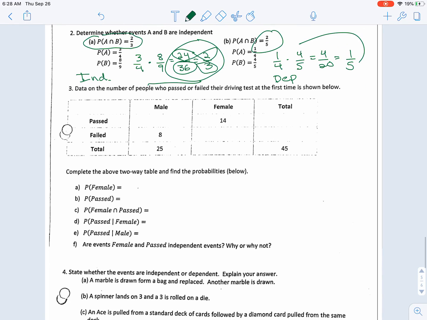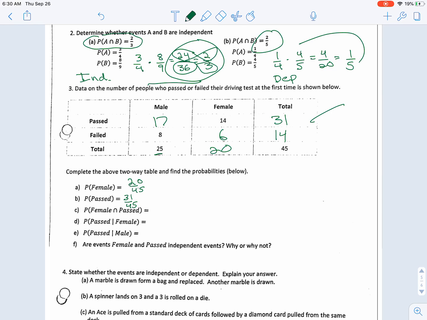Data on the number of people who passed or failed their driving test the first time is below. Let's fill this in. We've got to add to 25. Then this must be 31, and this must be 14. This has to be 6, and that has to be 20. We're pretty good at that. I'm not going to go into a lot of explanation. Probability of female: my total females is 20 out of 45. My probability of passed is, there's my total, 31 of 45.